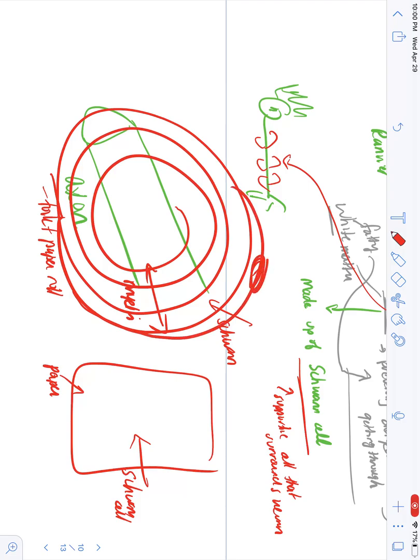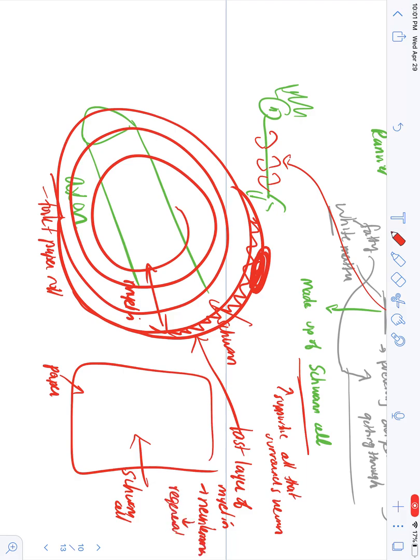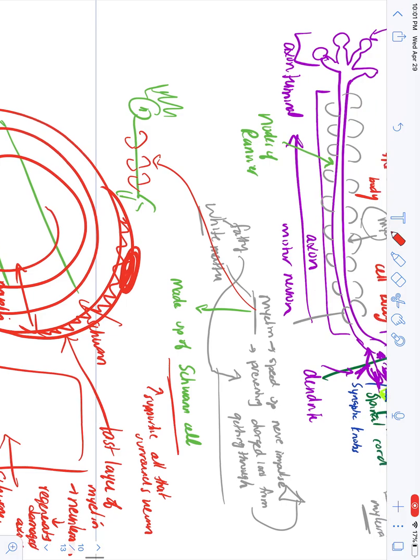And the last layer of the myelin is the nucleated layer. You can see this is the last layer of the myelin that I'm just drawing in right here, and I colored it in. The last layer of the myelin is called the neurolemma, and that neurolemma actually regenerates damaged axons.